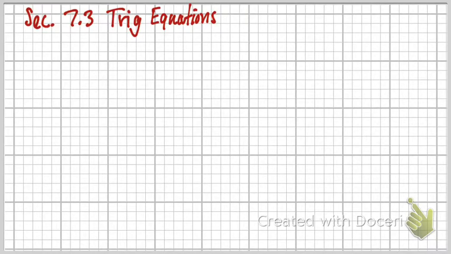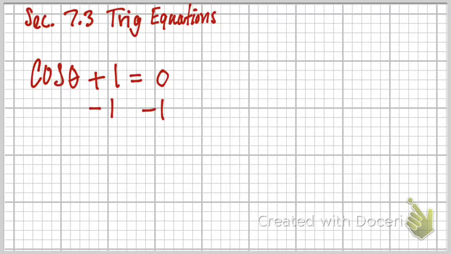Section 7.3, trig equations. So the first equation I'm going to give you is this one here, cosine of theta plus 1 equals 0. So the first thing we try to do is get one trig equation equaling a number, and this is for the most part all of the problems. So the way I'll start is subtracting 1 from both sides. So now we get the cosine of theta equals -1.